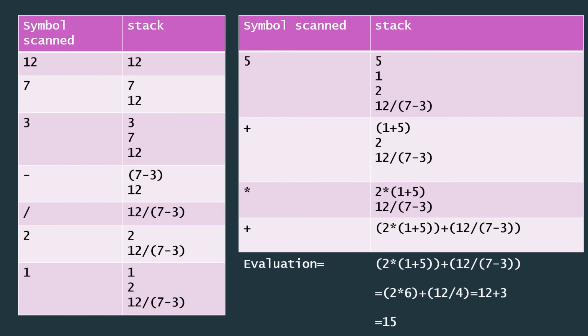Now the multiplication operator will be scanned, and multiplication will be done between the top two elements, that is 2 and 1 plus 5. Now next is the plus operation, which will be done between the top two elements like this. So the whole infix expression is like this: 2 into 1 plus 5 plus 12 division 7 minus 3. And you can see every time I'm doing any operation, I put the whole operator and operands in between brackets so that it will be easier and it will not be confusing.